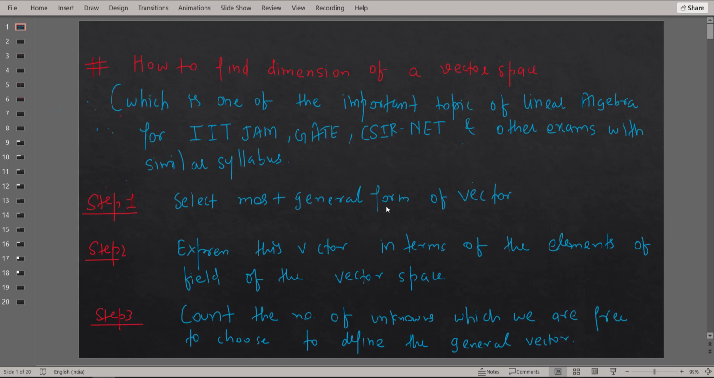Step 1. Select the most general form of vector. Step 2. Express this vector, which we selected in Step 1, in terms of the elements of the field of the vector space. Step 3. Count the number of unknowns which we are free to choose to define the general vector. Now we will consider some examples to understand these steps.